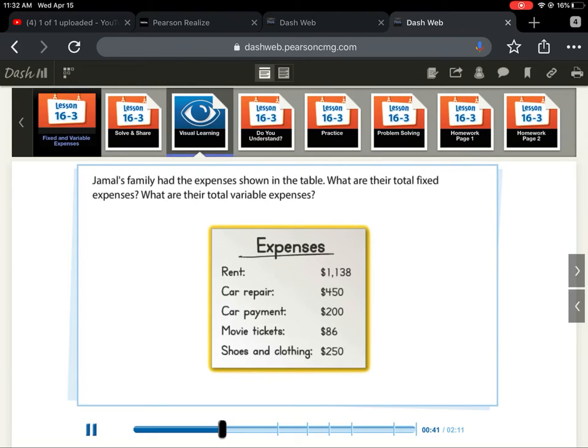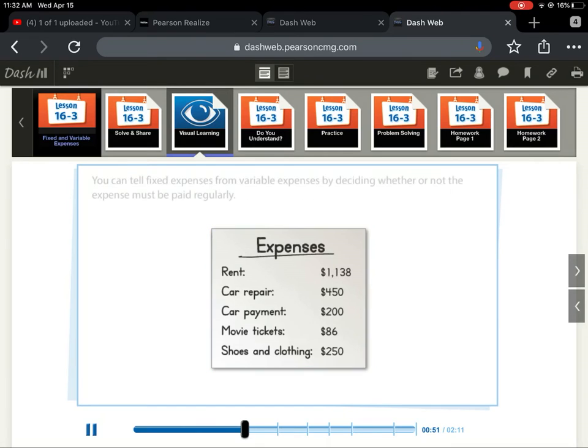Jamal's family had the expenses shown in the table. What are their total fixed expenses? What are their total variable expenses? You can tell fixed expenses from variable expenses by deciding whether or not the expense must be paid regularly. Find the family's total fixed expenses.